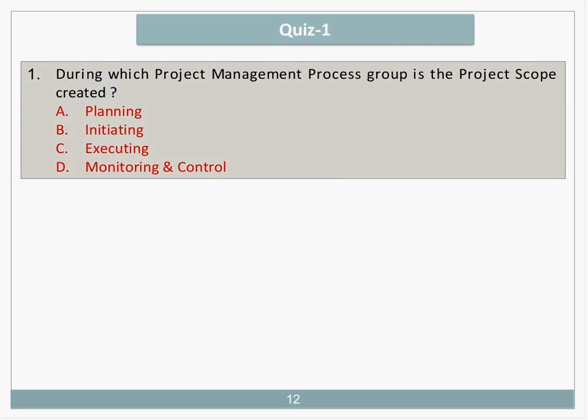During which project process group is the scope created? Planning, initiating, executing, or monitoring and controlling? Question here, is there any concept called the 100% rule? It's not relevant at this stage, so let's let that one stand over and let's look at the quiz first here.